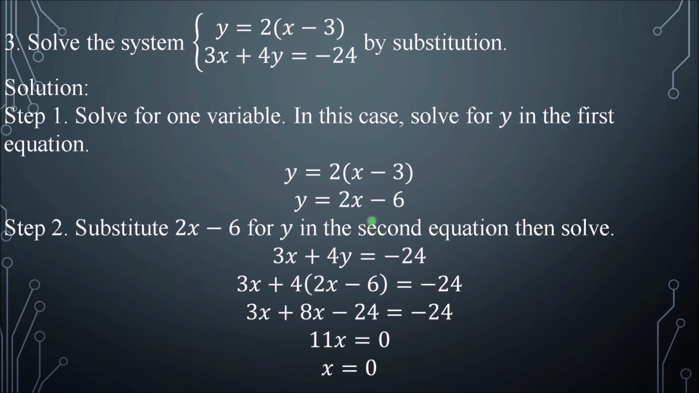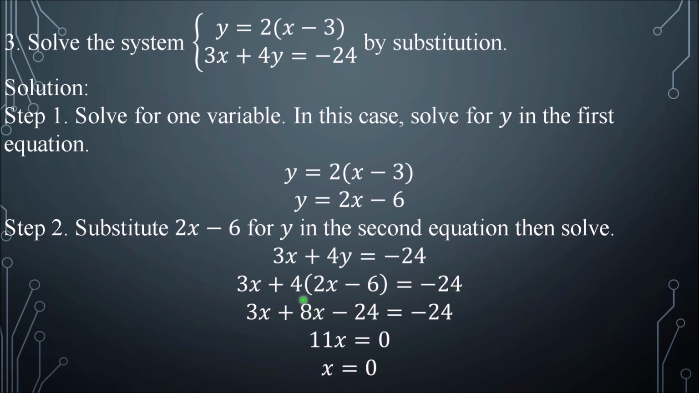So we just simplify the right side. Y is equal to 2x minus 6. Now we substitute this 2x minus 6 for y in the second equation, then solve. The second equation is 3x plus 4y equals negative 24. We substitute 2x minus 6 to y. 3x plus 4 times 2x minus 6 equals negative 24.